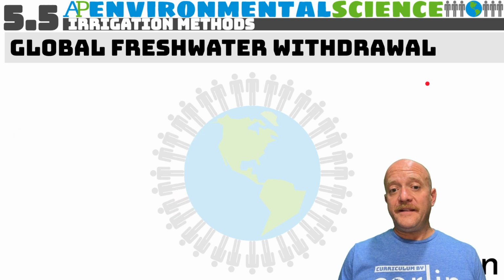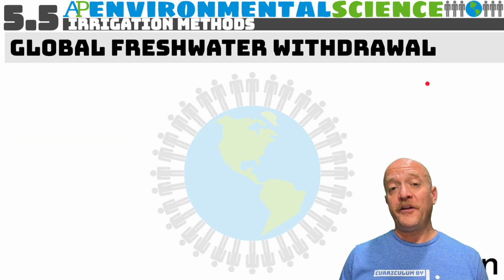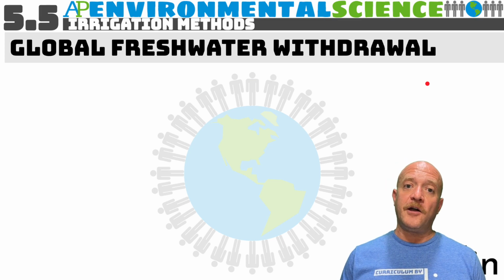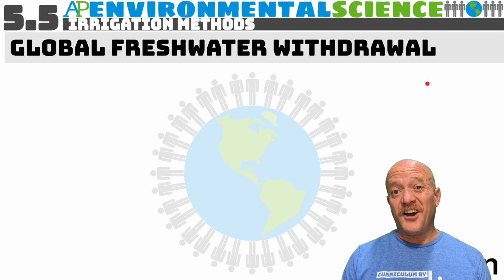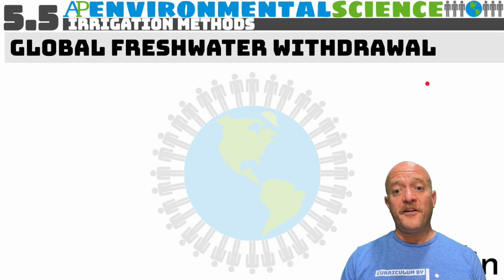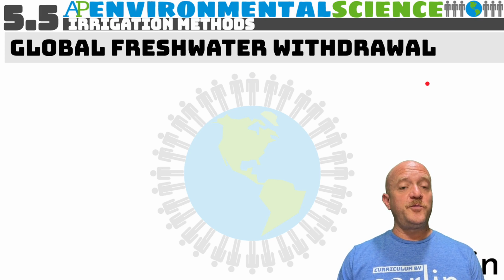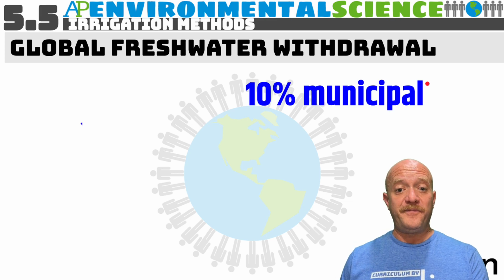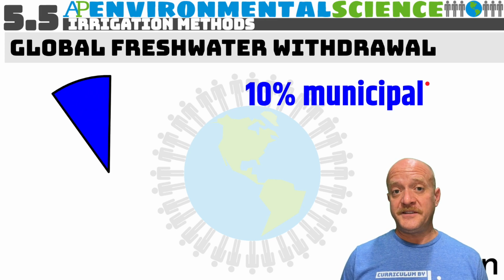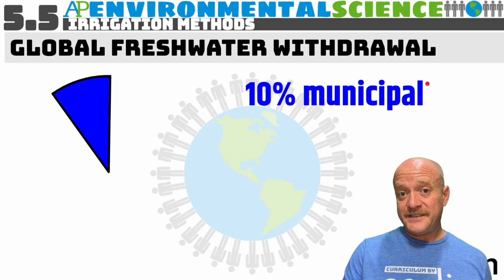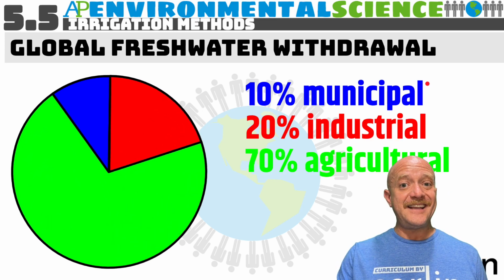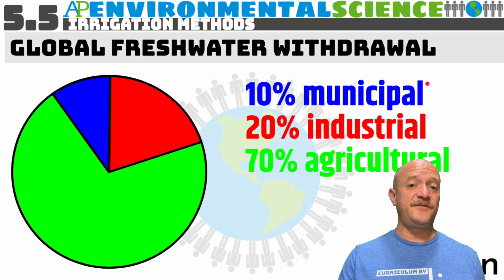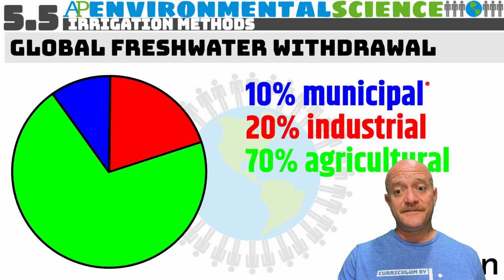Now globally, this is the freshwater that we are withdrawing from aquifers. And recall that aquifers are water that is underground, and it is groundwater. So this is where we are withdrawing the water from. 10% of it is for municipal use in cities, 20% of it is for industrial purposes, and 70% of this water is for agricultural purposes.